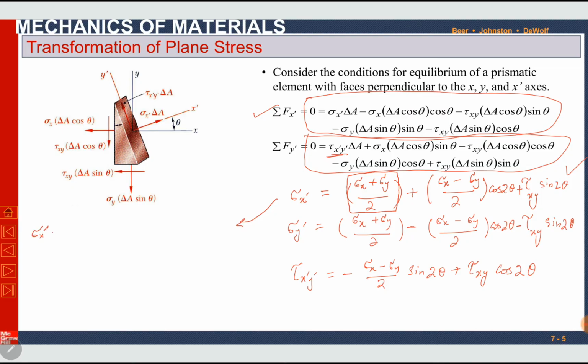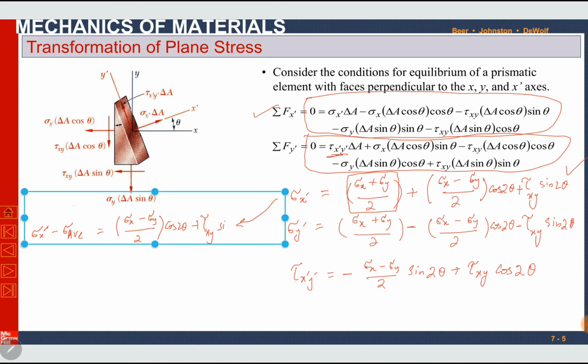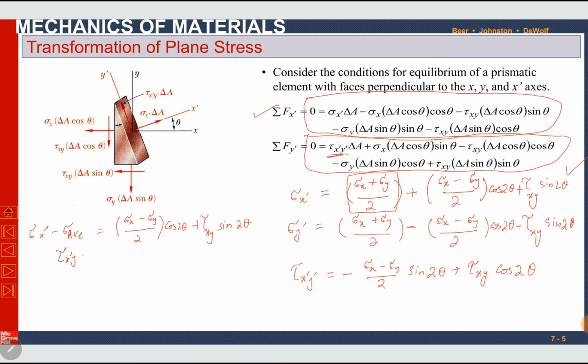Sigma x dash minus sigma average is equal to sigma x minus sigma y divided by 2 cosine of 2 theta plus tau xy sine of 2 theta. Okay, again this expression can be written as it is. Tau x dash y dash is minus sigma x minus sigma y divided by 2 sine of 2 theta plus tau xy cosine of 2 theta.